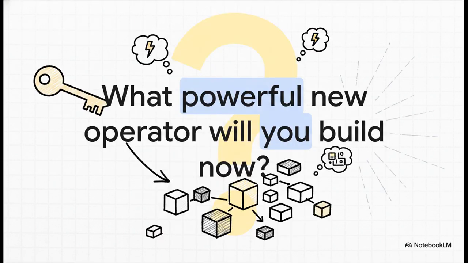And really, this is what's so exciting. Now that you have the key, the tool for crafting your own custom operators that are just as safe and reliable as the ones in the core library, the question changes. It's not just about fixing bugs anymore. It's about creation. So what powerful new operator will you build now?